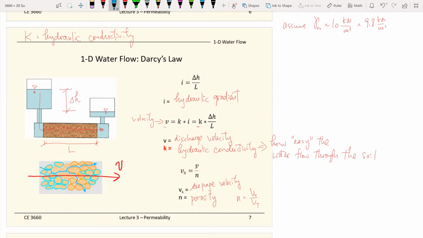The true velocity going through our soils is the one that will migrate through the void. So that's why if we divide our velocity by the porosity, then we will get the seepage velocity.